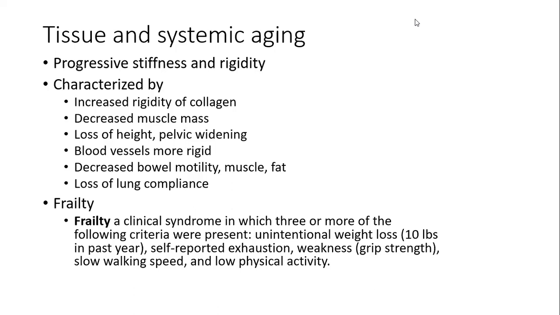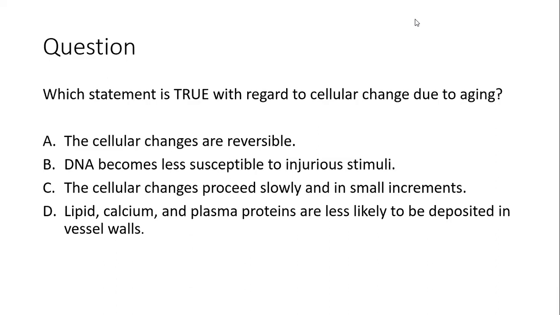And so another term that is used to describe this process is frailty, and that's a clinical syndrome in which there's unintentional weight loss, which would be reflected in loss of muscle mass, self-reported exhaustion because of loss of muscle, and weakness, slow walking speed, and low physical activity. Which statement is true about cellular change due to aging? And I'll let you read that and figure out the answer.